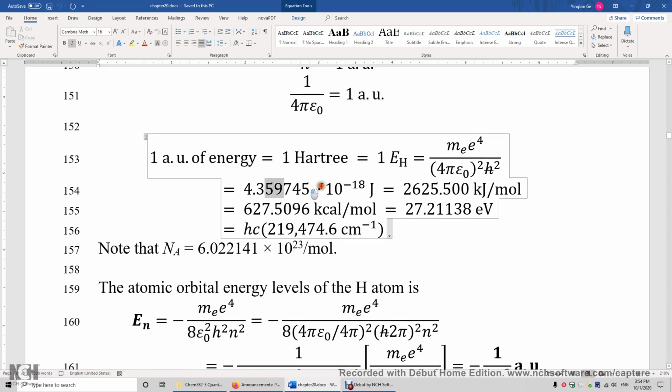The reason you see these two quite different numbers is because over here, we're talking about 1 particle or 1 electron. Over here, we're talking about 1 mole of such electrons. So these two numbers differ by the Avogadro constant right here.